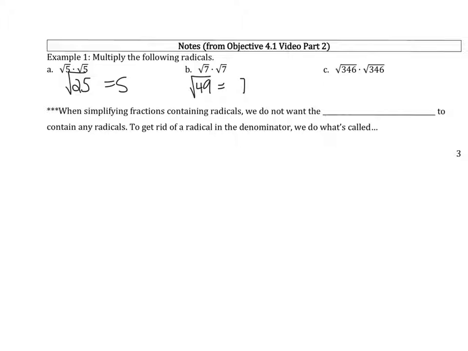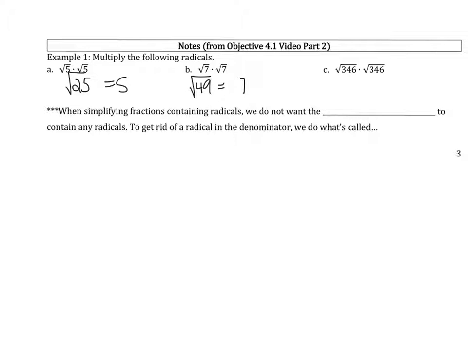Let's take a look at this and look for a pattern. So the square root of 5 times the square root of 5 was 5. Remember, when you multiply something by itself, you're squaring it. So in this case, we are squaring a square root. Notice how those operations undo each other.